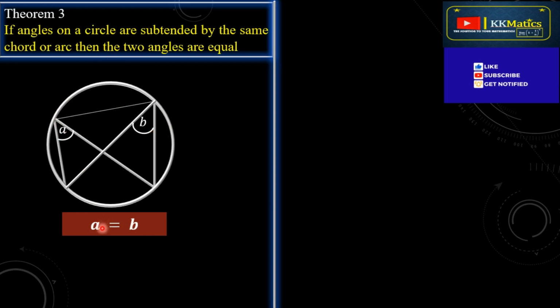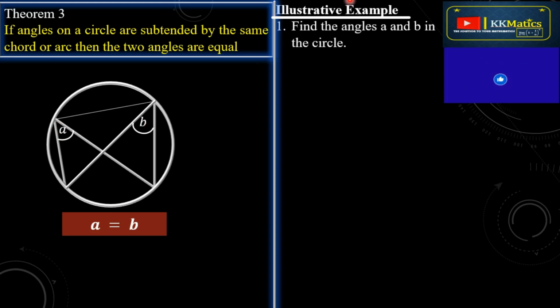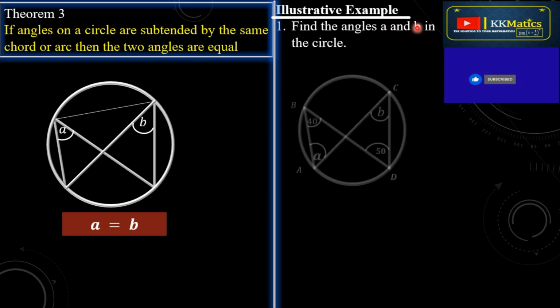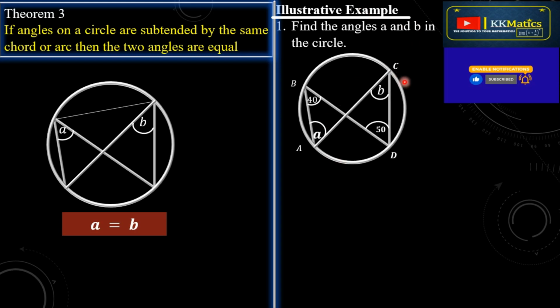So the angles on the circle that are subtended by the same chord, and this is a chord, or arc, then the two angles are equal. So we are saying this A is equal to B. Let's consider an illustrative example here. We need to find the angles A and B in the circle. So you see the illustration? This is exactly the same as theorem 3.